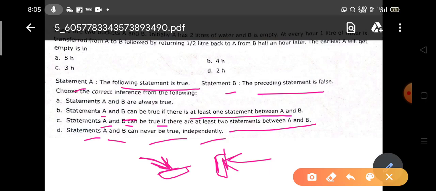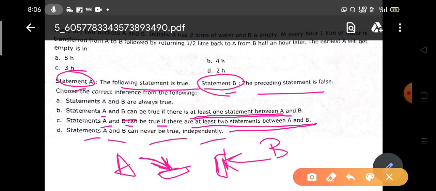Now how is it possible? This can only be possible if there are at least two statements between A and B. So this is statement A, this is statement B, and in between there should be at least two statements. One will be true and one will be false. Then A can say that the following statement is true, and B can say that the preceding statement is false. Because statement A and statement B, suppose they are two persons, and A is telling you the following statement is true, and B is the person telling that the preceding statement is false.